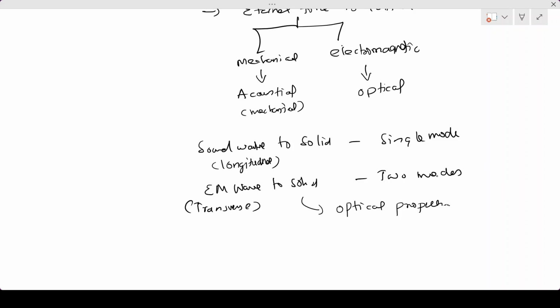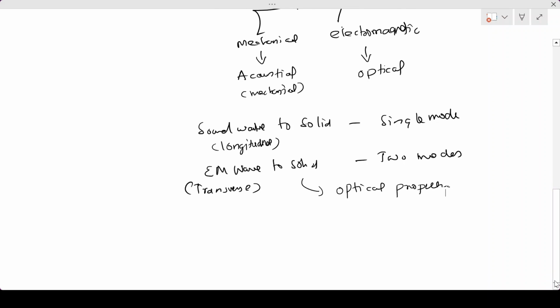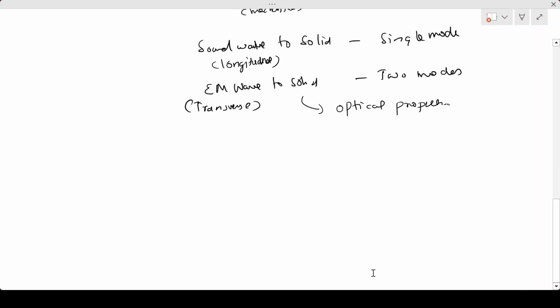So it has two modes of vibration, whereas if you send a sound wave, since it's a longitudinal wave, the atom will be vibrating along the direction of propagation, so you will only get a single mode. In the electromagnetic wave case, the atom will be vibrating perpendicular to the direction of propagation, so you will get two modes of vibration. And this vibration you can utilize to understand the optical properties of solid. I'm not going into detail about how you can identify the optical properties; we will discuss that later in the session.